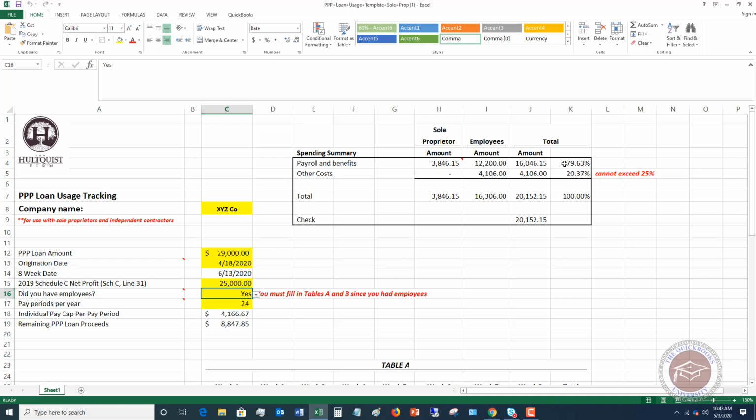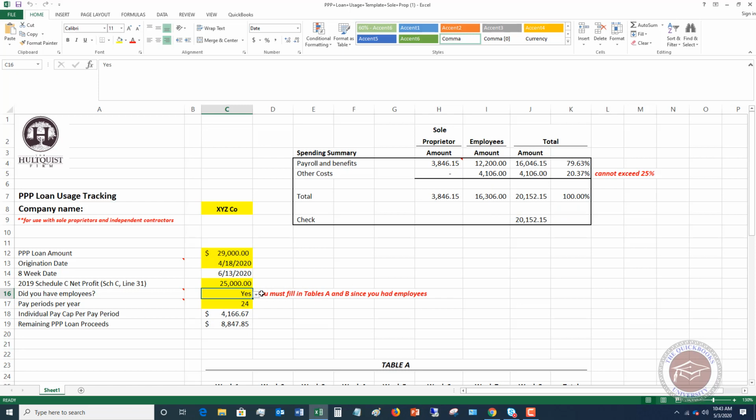I have calculated these percentages, the 75 and the 25 here, based on the totals. I don't know yet, and it's not clear yet, whether that 75-25 is going to be based on just employees or if it also includes the sole proprietor amount. I have it calculating on both, okay, just so you're aware.